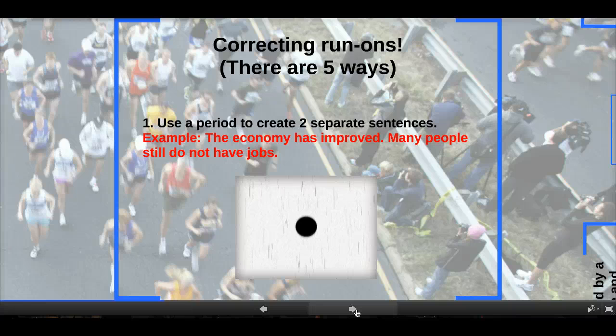So what do we do if we have a run-on? Well, first of all, hopefully we avoid them in the first place. But if we need to correct a run-on, there are 5 ways to do it. The first and probably simplest way is to create two separate sentences out of the run-on. We have two complete ideas here: The economy has improved and many people still do not have jobs. One way we can correct that is by placing a period between them and making them two separate sentences. And remember, we want to capitalize this M here since we're starting a new sentence. So that's the first way to correct a run-on.